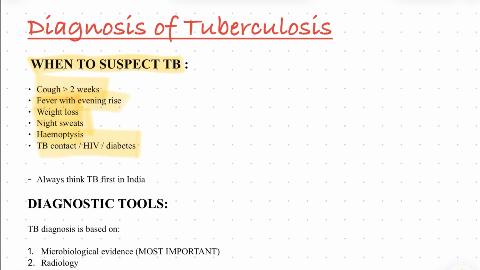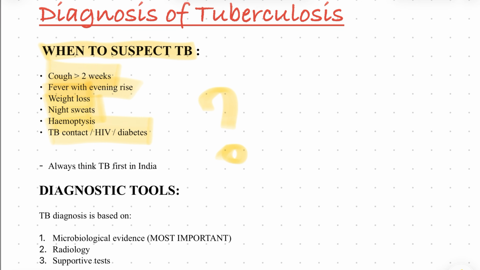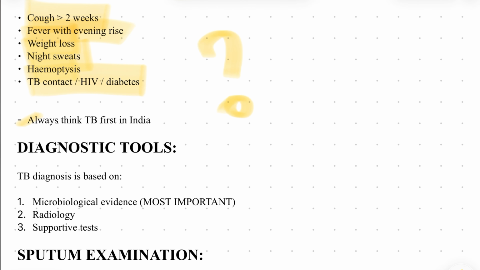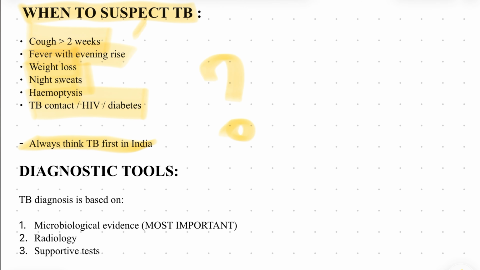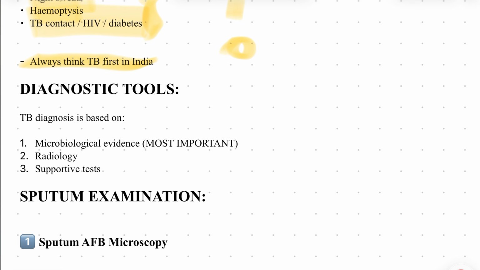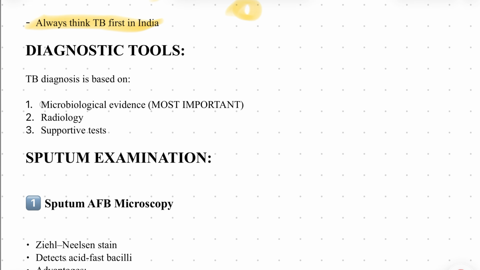TB is one of the most common opportunistic bacterial infections in HIV and even diabetic patients. Why? Any idea? Due to suppressed immunity. And as I said, TB is all about immune suppression and your hypersensitivity reaction. Always think TB first in India if any of these or almost all symptoms are seen in TB.